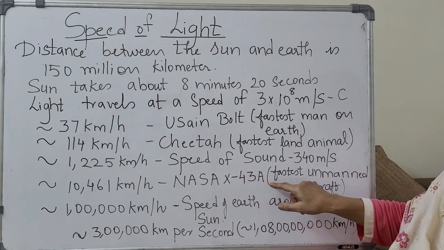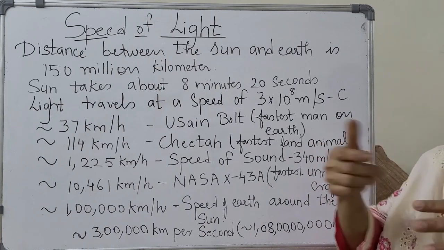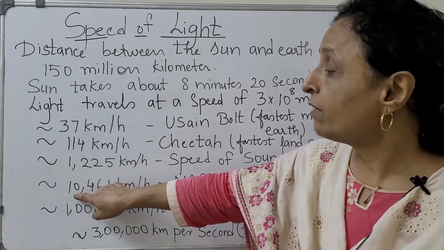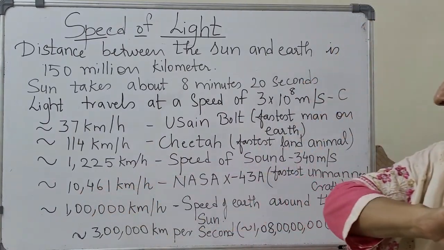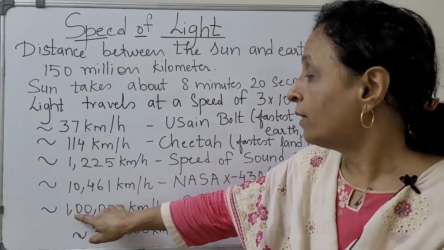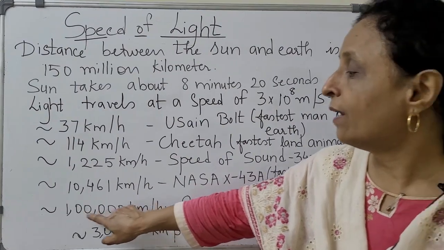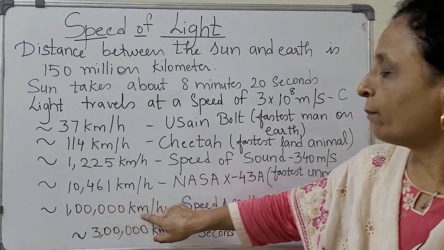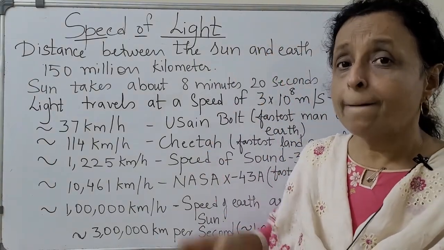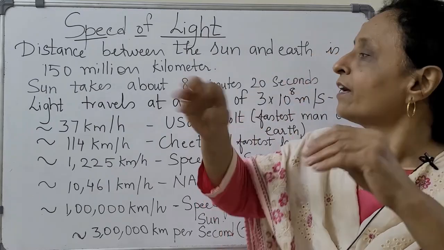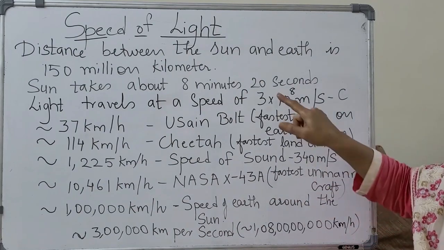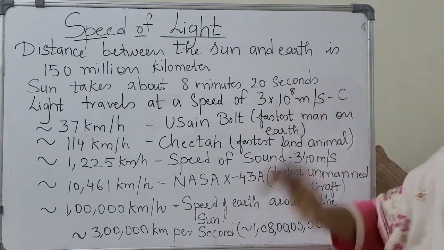NASA X-43A, that is the fastest unmanned craft. It is controlled with a remote. No man is there in that craft. What is its speed? 10461 kilometers per hour. Now the speed of the earth around the sun is 1 lakh kilometers per hour. So this is the comparison of the speed, but light travels at a great speed, that is 3 lakh kilometers per second, or 3 into 10 raised to 8 meters per second.